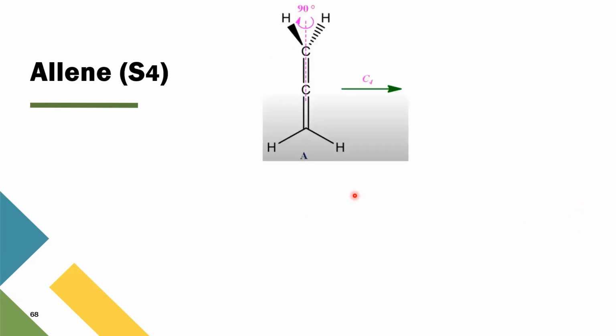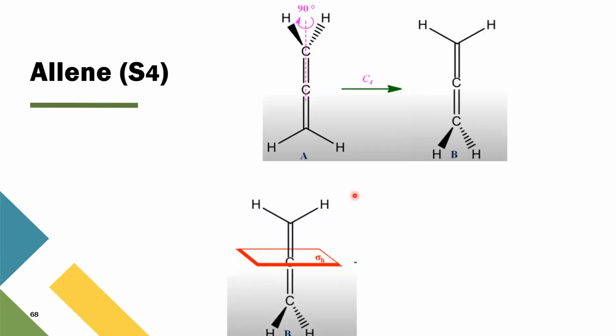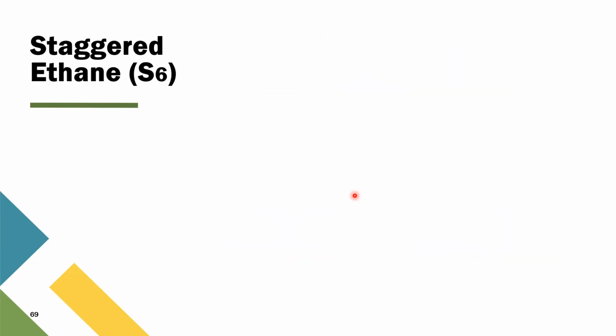Again, align it: you can rotate it C4 and then reflect through the center carbon atom. You get the equivalent orientation, so indistinguishable. So you say it's an S4. Then the staggered ethane.